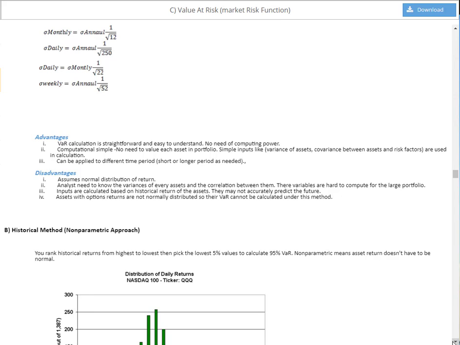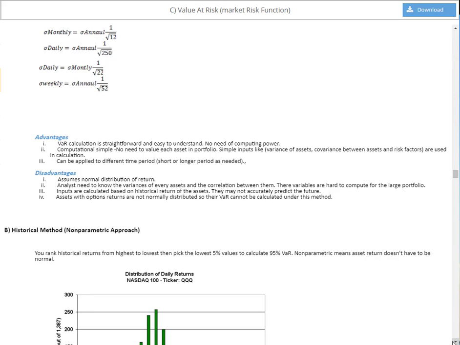There are certain disadvantages. The basic assumption is a normal distribution of returns. For derivatives, the return may not be normally distributed, so we cannot use this method if the return of assets is not normally distributed. Analysts also need to know the variance of every asset and the correlation between them, and these values are hard to compute for a large portfolio.